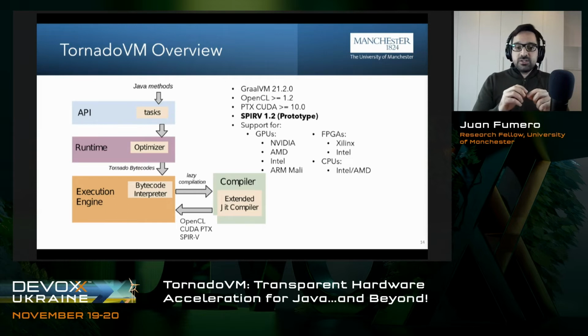And the compilation is done at runtime. For the compilation, we extend the Graal JIT compiler with more optimization phases and more specific optimizations for heterogeneous hardware. And as I said, we have 3 backends, and with that we can execute on a wide set of heterogeneous devices: NVIDIA GPUs, AMD GPUs, Intel GPUs, ARM Mali GPUs, FPGAs from different vendors, and multi-core systems.